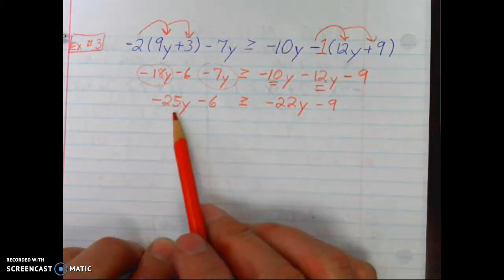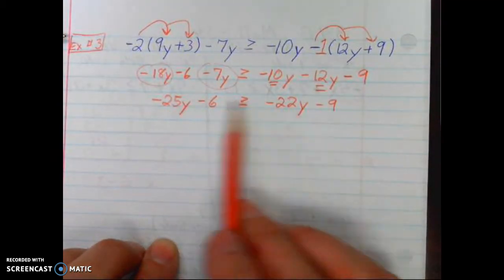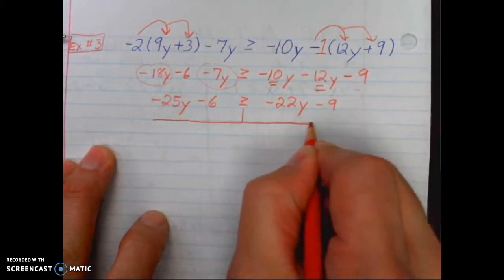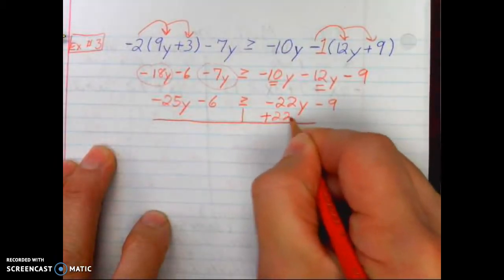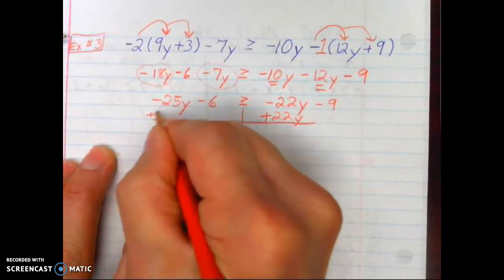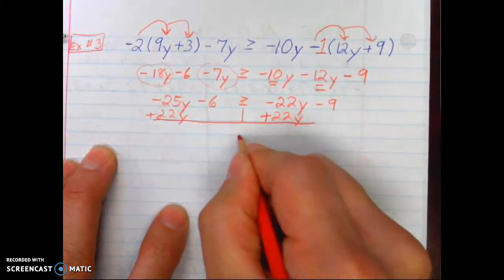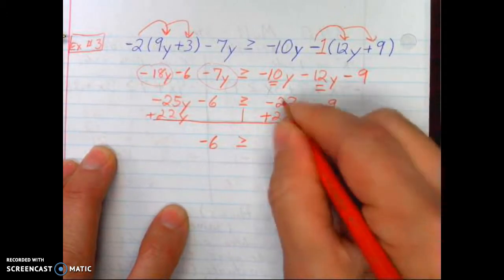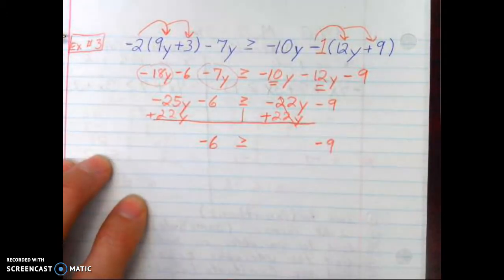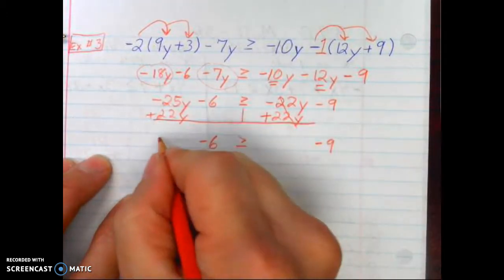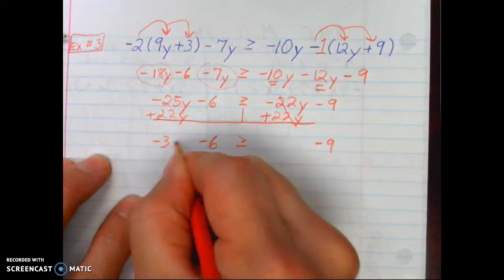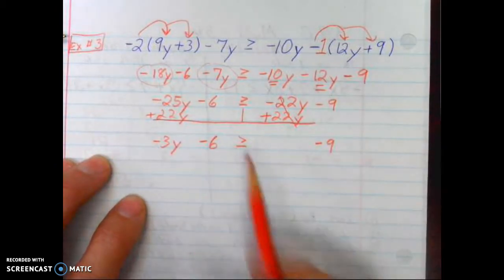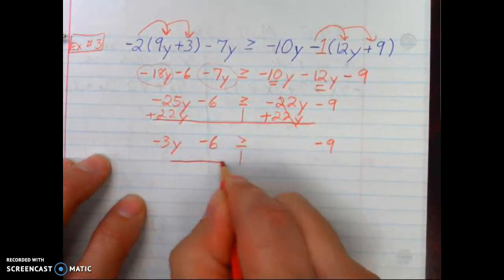All right, so again, we do have variables on opposite sides. So let's move it. Plus 22y. I'm going to move him over here. Plus 22y. Drop down everything I'm not using. Drop down the negative 6. Drop down the negative 9. Those cancel out. And over here, I get a nice and easy negative 3y because I typed in negative 25 plus 22. At this point, it's a two-step equation.